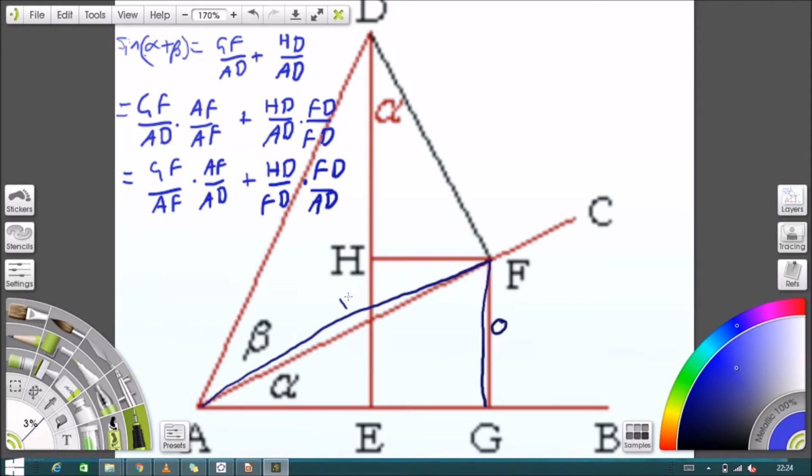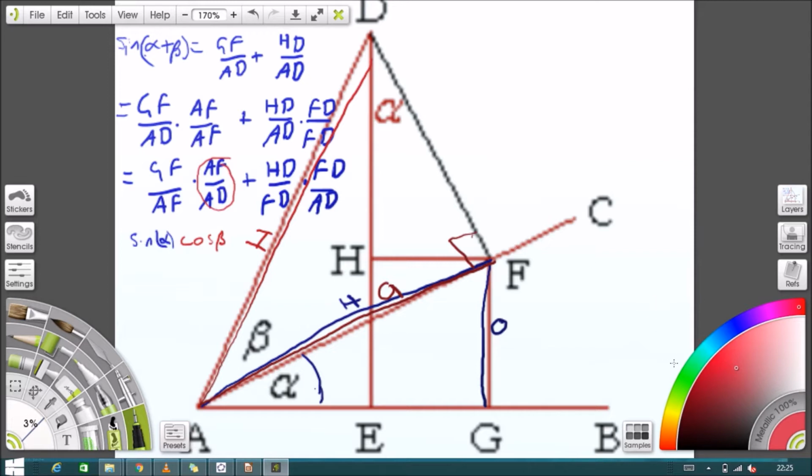So we can see that the line GF is the opposite and the line AF is the hypotenuse for this angle alpha. So therefore GF over AF is equal to, from SOHCAHTOA, sine of the angle alpha. Doing the same thing for this triangle just here, the hypotenuse and the adjacent side, you can see that AF is the adjacent over AD, which is the hypotenuse. So this part of the fraction is equal to cosine of beta.